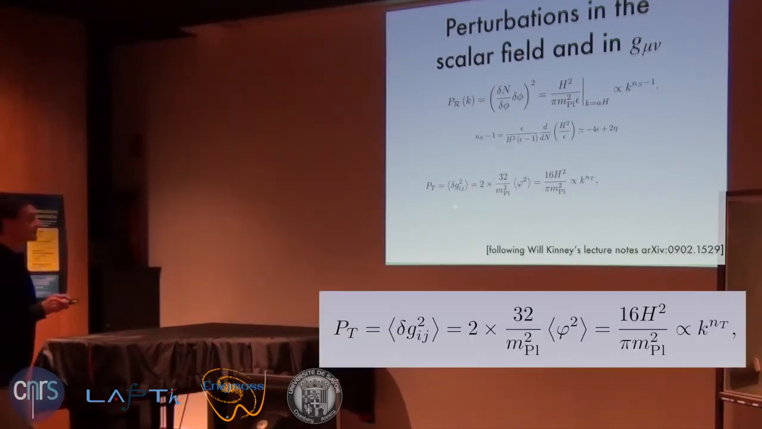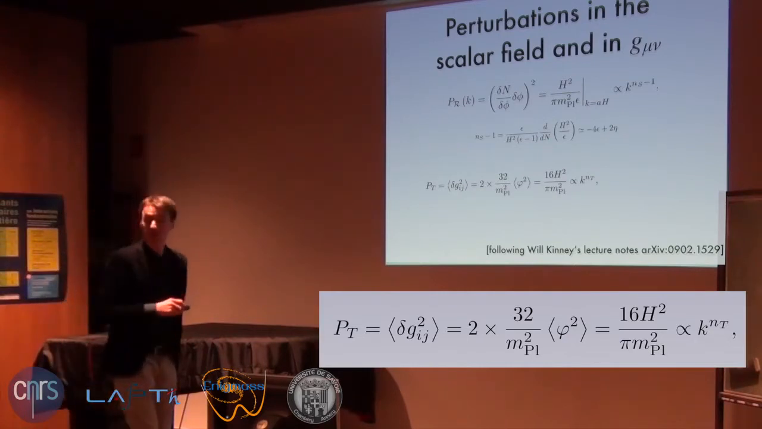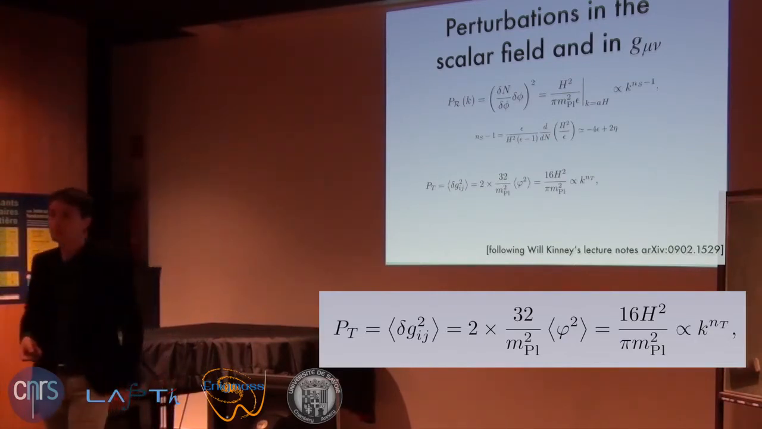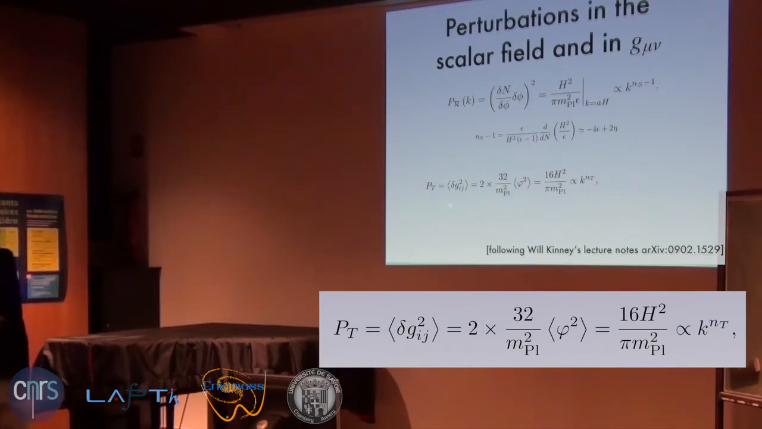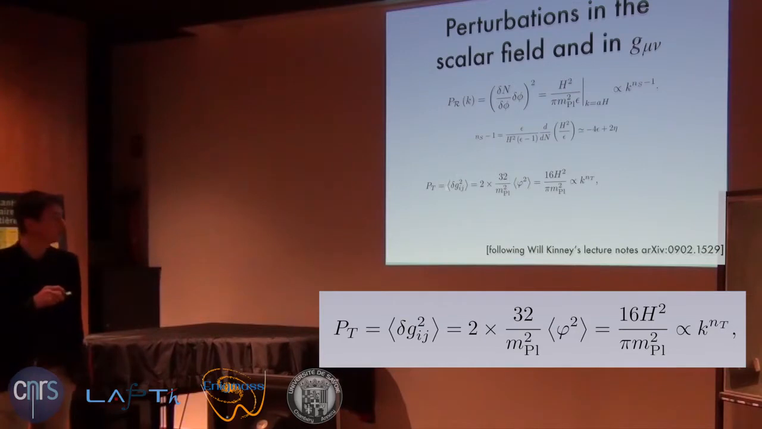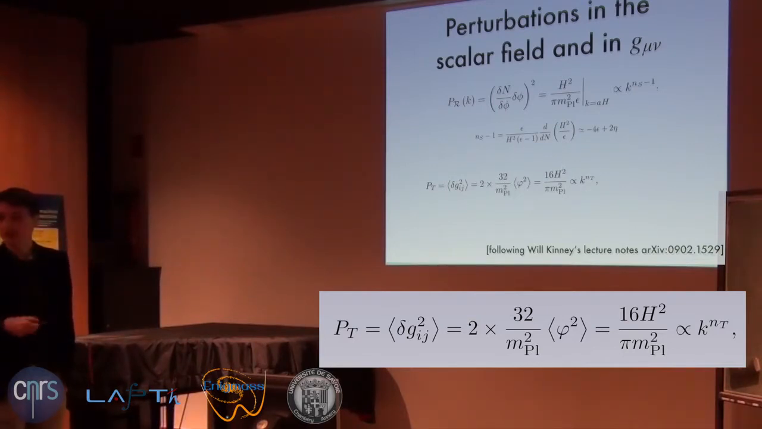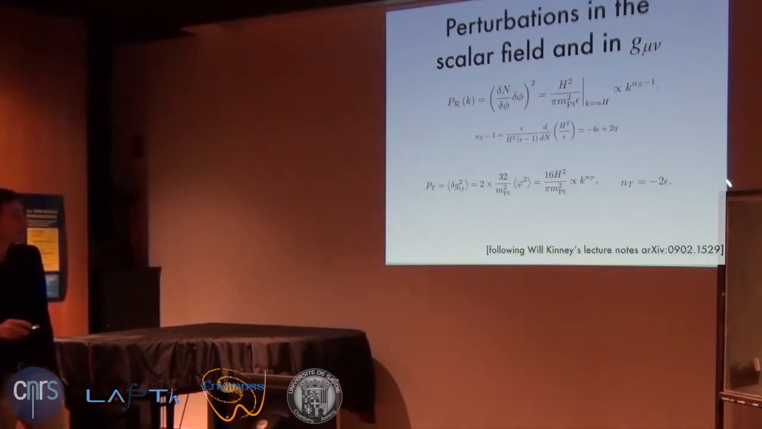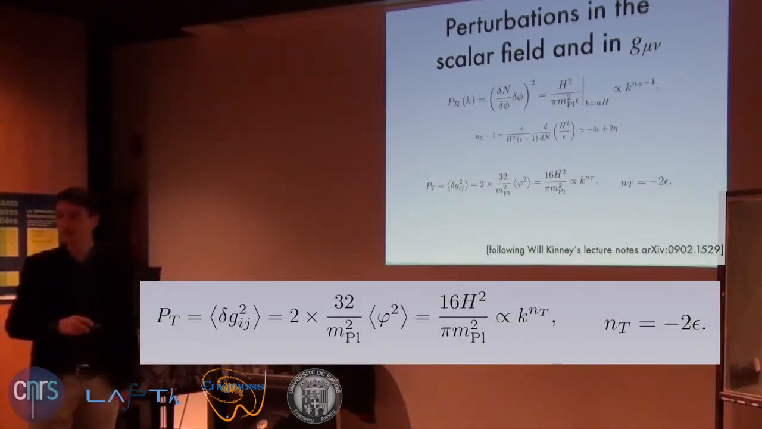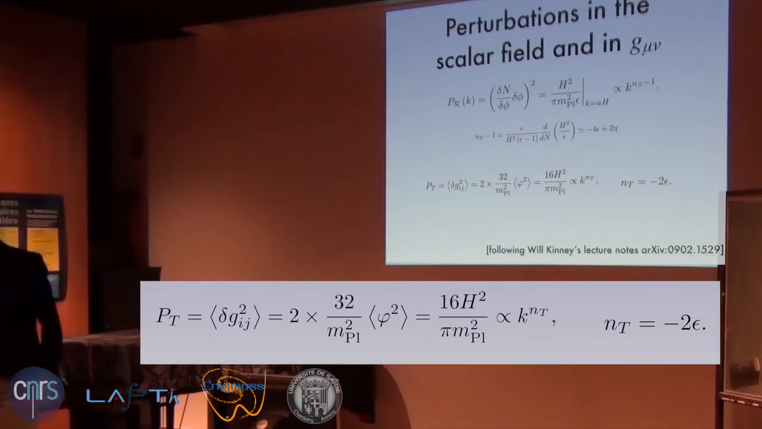The tensor perturbations, so remember that these are the perturbations in the spatial part of the metric, which are pure tensor modes. And these are not sourced by the scalar field, but these really come from a commutator relation on the metric itself. So these only exist if quantum gravity exists. The normalization of those is directly proportional to the expansion rate during inflation. And it's also a power law with some tilt n_t. Happens to be that n_t is equal to minus 2 epsilon. Again, the derivative of the potential divided by the potential.